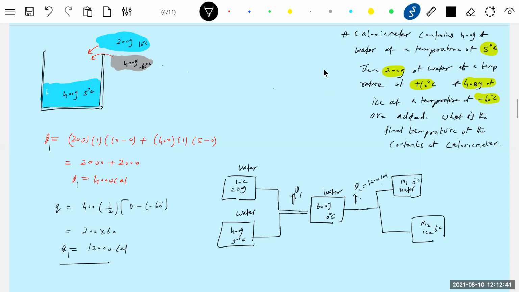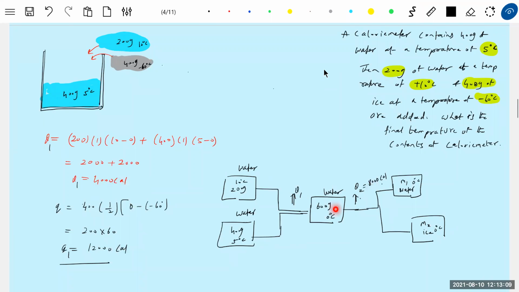I think another 8,000, sorry. Another 8,000 only. This is some small Q2, no? 8,000 is needed for the temperature to go from minus 60 to 0; we need this much energy. Already 4,000 is available, so another 8,000 is needed.